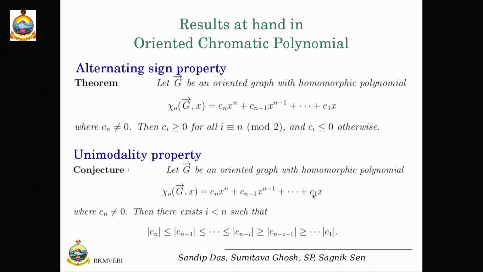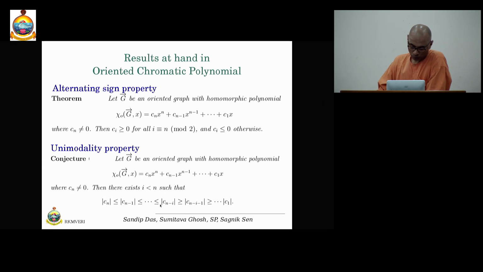Why it will be important is not a very good question right now, but can we actually prove such a Cn minus i which breaks this increasing and decreasing sequence? It is unimodal because you have only one such peak. This we are able to testify for a few graphs, so we leave it as a conjecture.